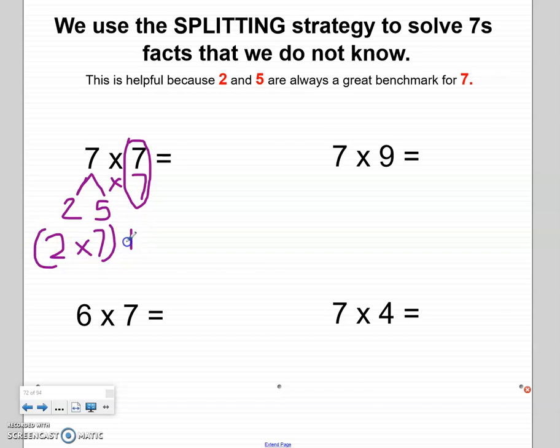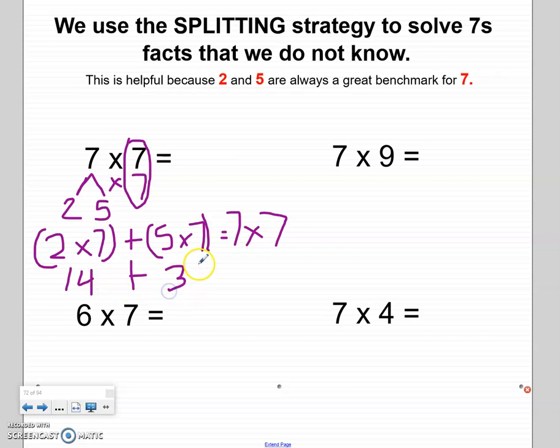And I'm going to add that to my other fact, 5, from when we split the 7 into a 2 and a 5, 5 times the common factor 7. And all of that together will equal our new fact, 7 times 7. Of course, students know their 2's facts and their 5's facts, so they know that 2 times 7 is 14, and 5 times 7 is 35. And when they add those together, they're going to equal 49. So 7 times 7 equals 49.